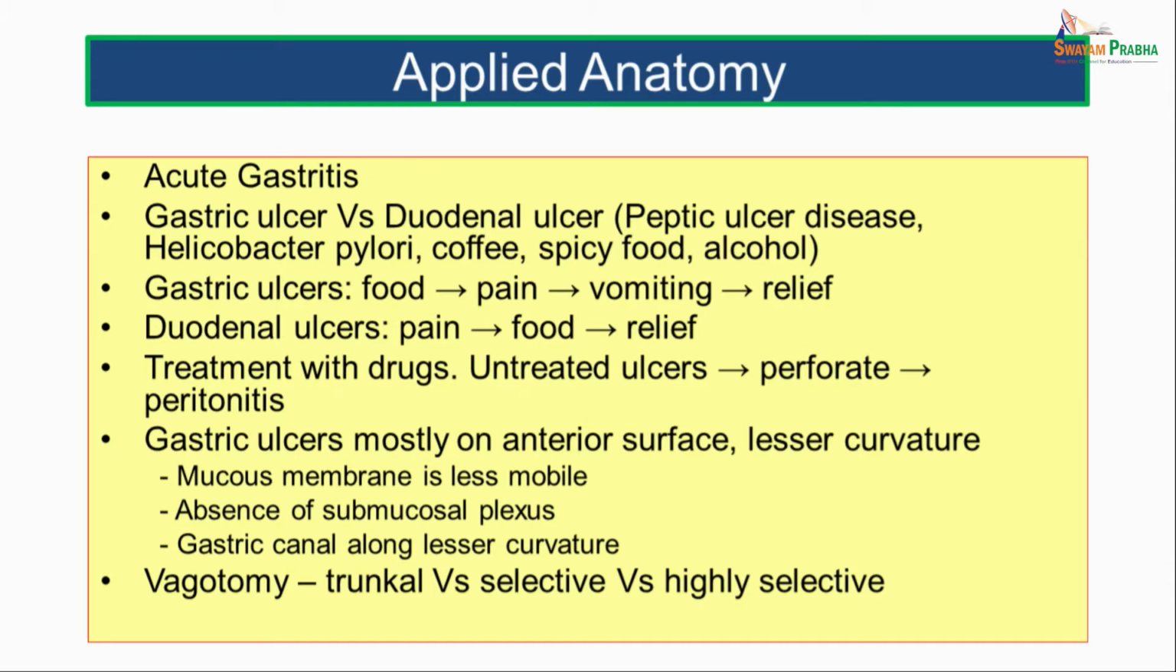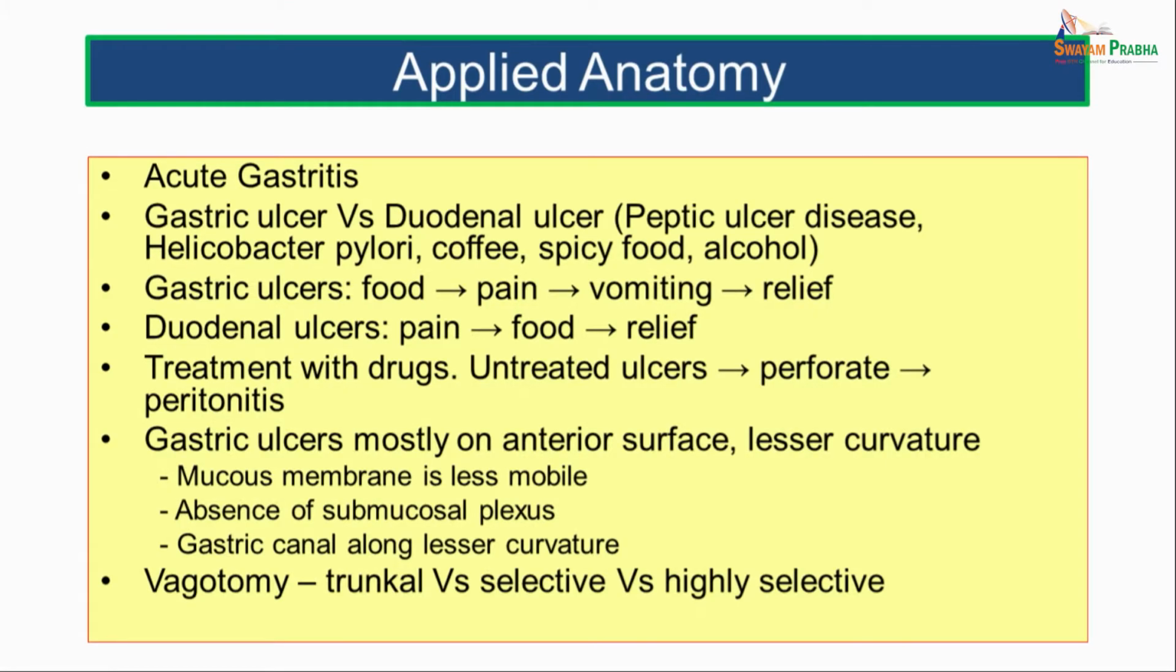What are the causes of this peptic ulcer disease? It could be due to Helicobacter pylori infections, excess intake of caffeine seen in coffee, excess ingestion of spicy food or because of excess intake of alcohol.